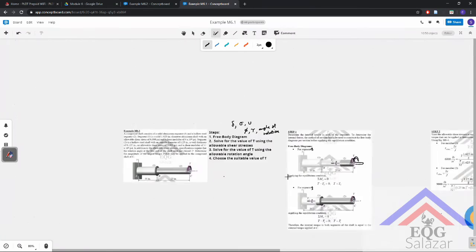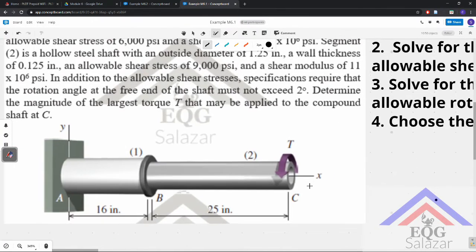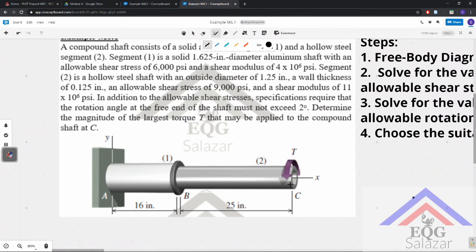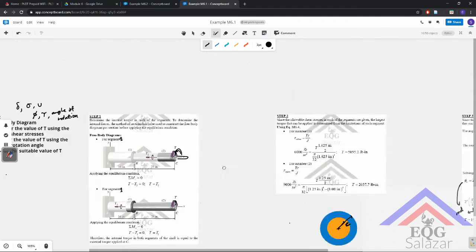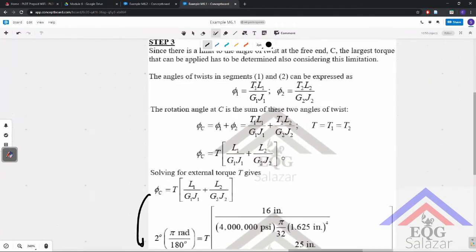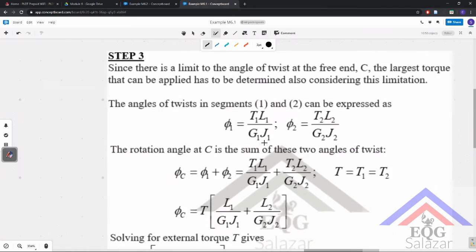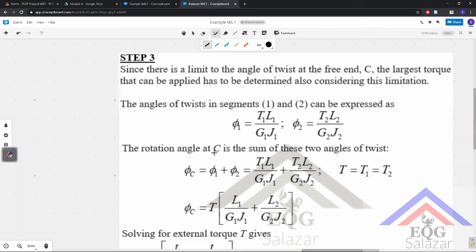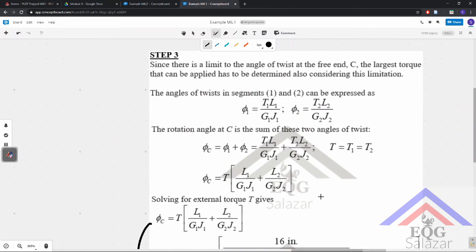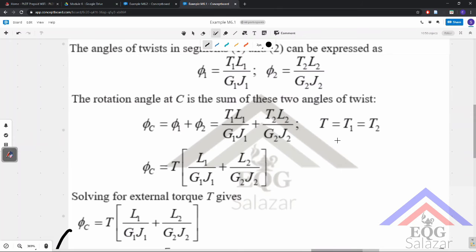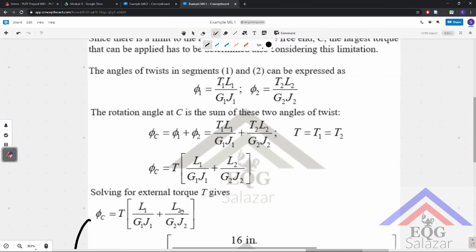So we know that the rotation angle of 2 degrees here is just the sum of the angles of twist in segments 1 and 2. And so, carrying out step 3, we have the angles of twist of segments 1 and 2 to be TL over GJ, respectively for 1 and 2. And the rotation angle at C is the sum of these two angles of twist. And since T1 is equal to T2, which is equal to T, you can factor that out in this equation.